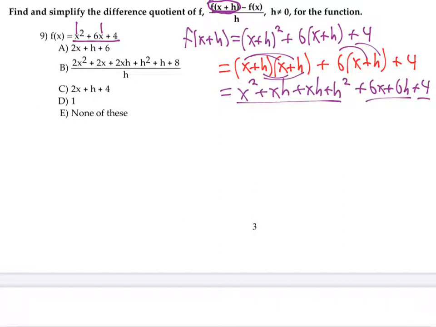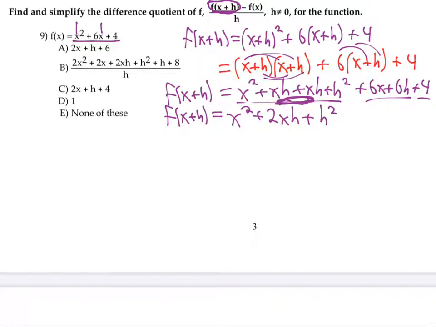Now that, again, I haven't done the whole thing yet. That's just the f of x plus h. That's the messiest part, but let's keep bringing it down. This is f of x plus h. And let's gather some like terms. Right here in the middle, these guys are like terms, aren't they? So they'll become 2xh. Everybody good to there?